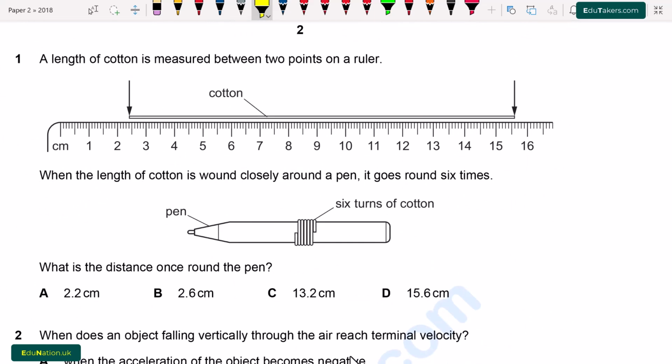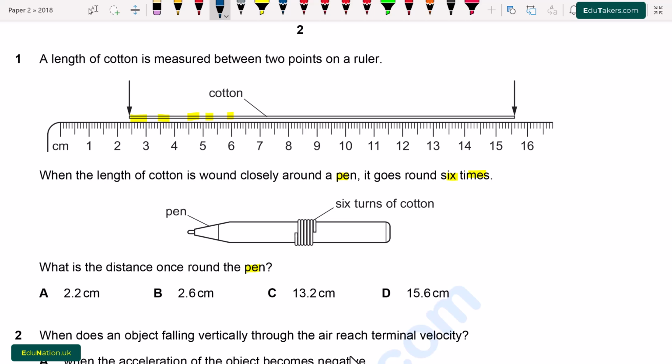Question number 1. A length of cotton is measured between 2 points on a ruler. When the length of the cotton is wound closely around a pen, it goes round 6 times. What is the distance once round the pen? So here we have to find out the distance. In the figure, we can see that there is a cotton placed on the ruler. We can take the initial and final reading and find out its length.